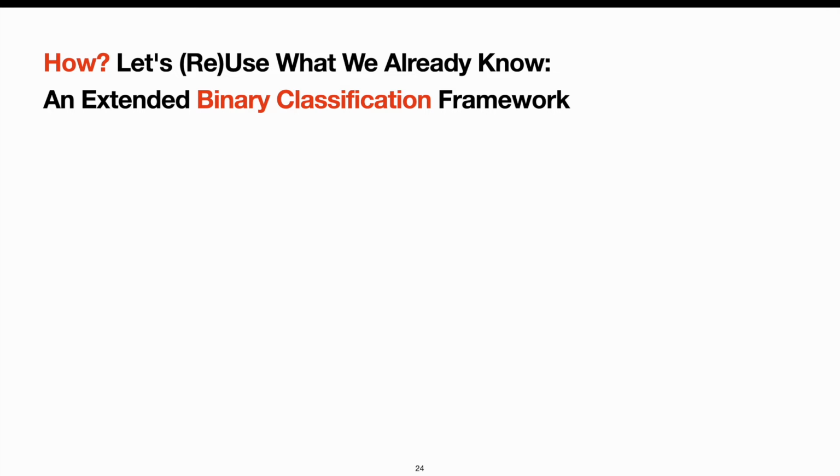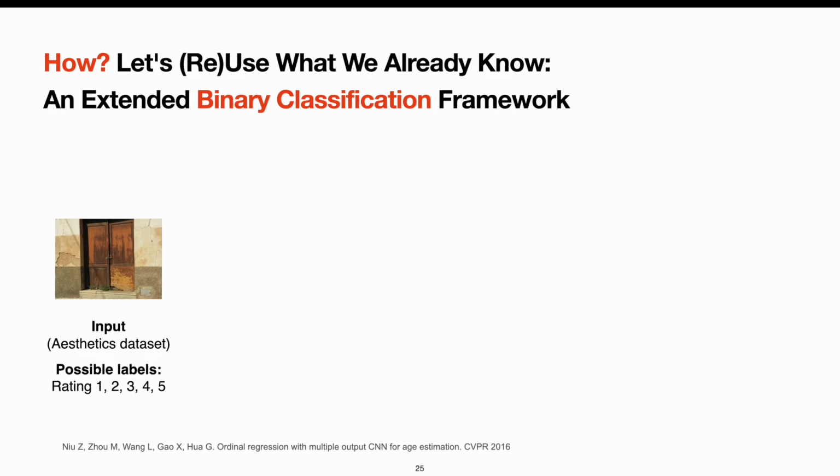We could, for instance, use something we are already familiar with, and that is binary classification, classifying whether something is, let's say, 0 or 1, or yes or no. In this context, we can use something called an extended binary classification framework. Let me explain what that is. Consider we have an input image that we want to classify, and this is from a so-called aesthetics dataset where we have aesthetics labels, possible labels in a rating scale from 1 to 5.